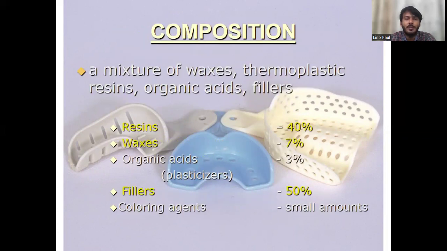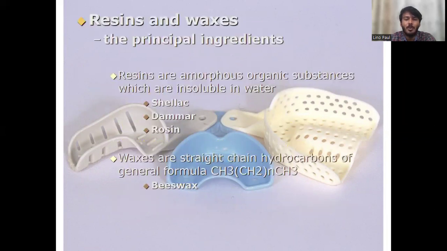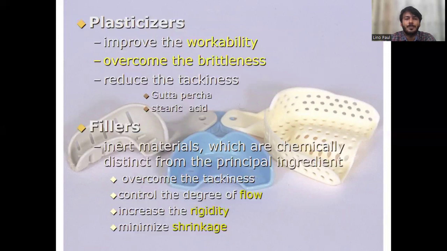The basic composition: it is a mixture of waxes, thermoplastic resins, organic acids, and fillers. Resins are about 40%, waxes 7%, organic acids or plasticizers about 3%, fillers about 50%, and it will have a small amount of coloring agents. The resin and waxes are the main ingredients. Resins are amorphous organic substances which are insoluble in water, and include shellac, damar, and rosin. And waxes basically include beeswax, which is a form of impression wax.